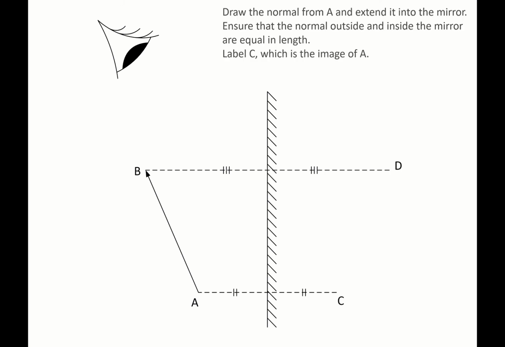So we're going to do the same for the other end of the object, point A. So draw the normal from point A and extend it all the way inside the mirror. And then use a ruler to measure that the normal outside and inside the mirror are equal in length, as indicated here. And note that this point is now known as point C. So point C is actually the image of A.